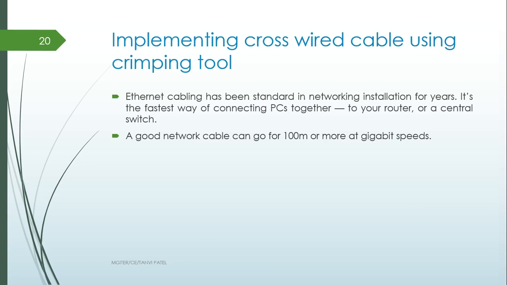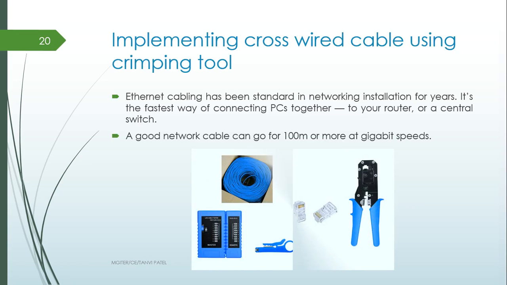So now next is implementing a cross-wired cable using a crimping tool. Ethernet cabling has been standard in networking installation for years. It's the fastest way of connecting pieces together to your router or a central switch. A good network cabling can go for 100 meters or more at gigabit speed. So these are the tools which are used to connect two PCs and pass data.